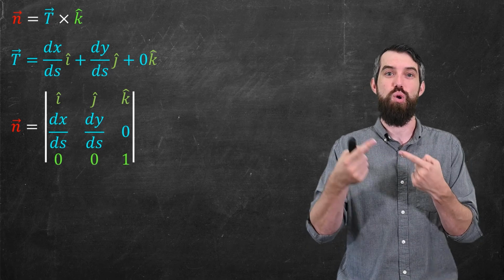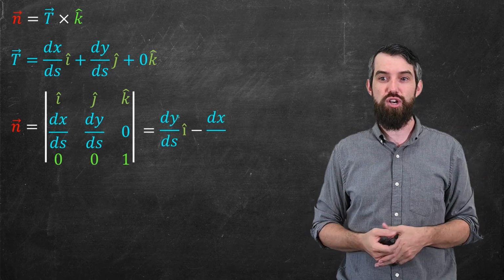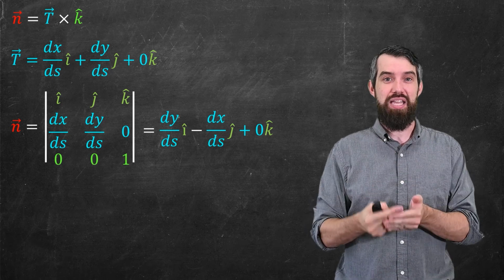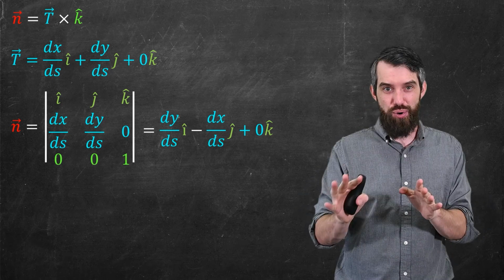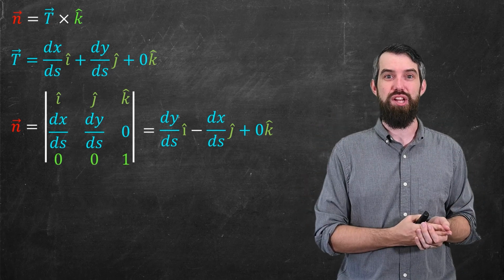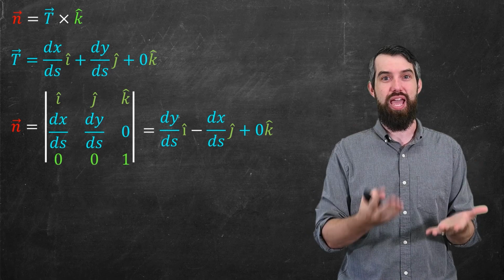That's why I got the 0, 0, 1 along the bottom. Compute out this determinant, and you get dy ds in the i-hat direction minus dx ds in the j-hat direction, and 0 for the k-hat. All right, so we're done with the need for having a third dimension here. If you want, you can just drop off the 0 k-hat for the rest.